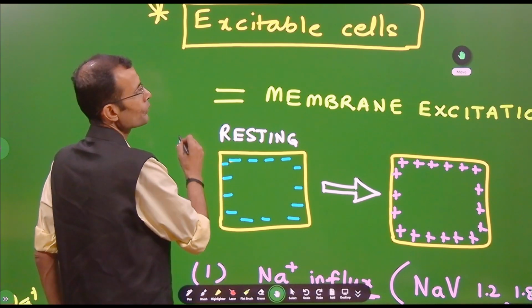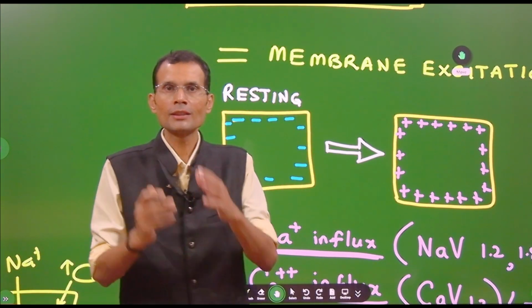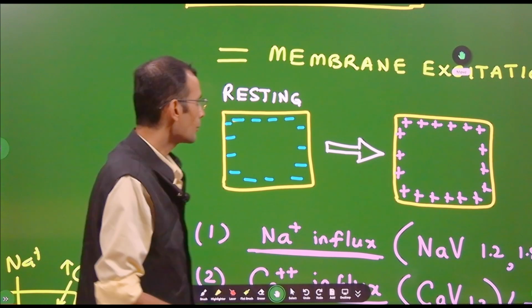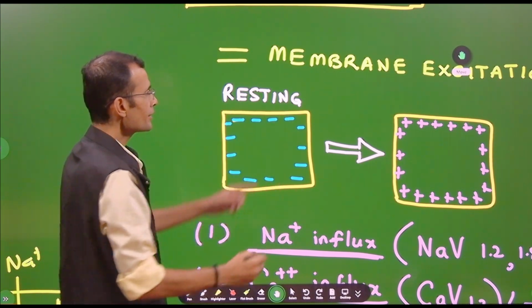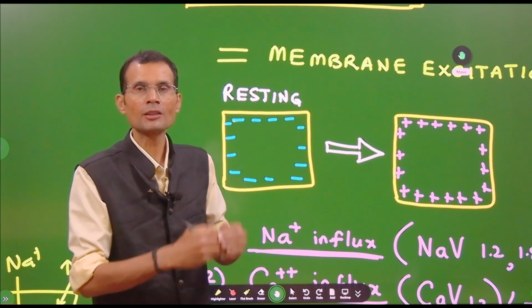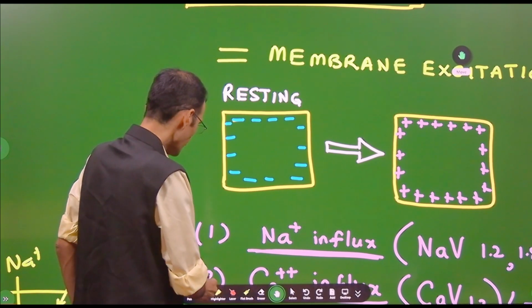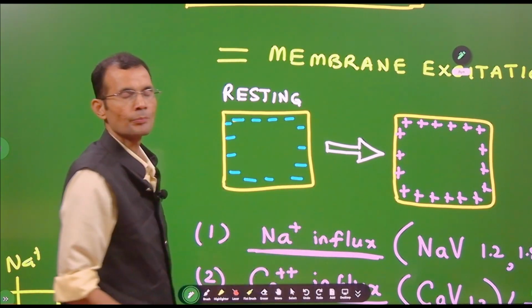First things first, all cells in the body have excess negative charges lined up on the inner aspect of the membrane. And this creates the membrane potential.